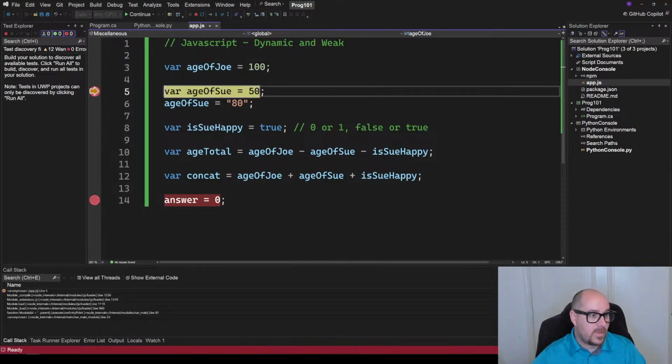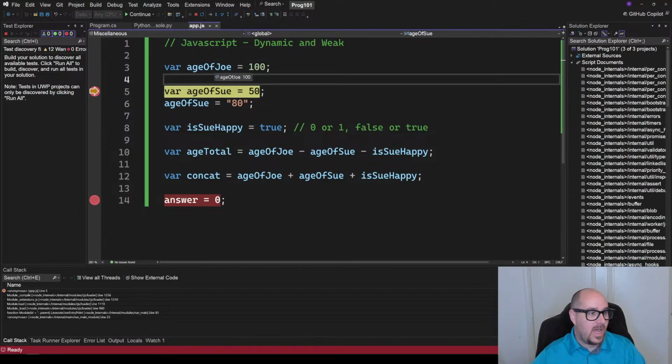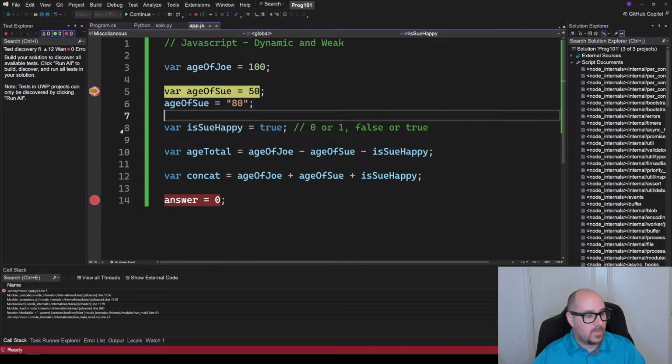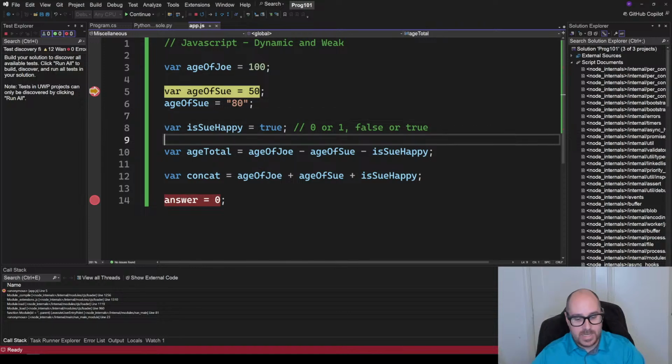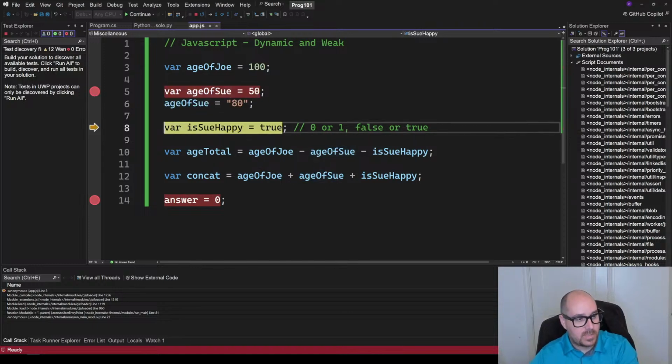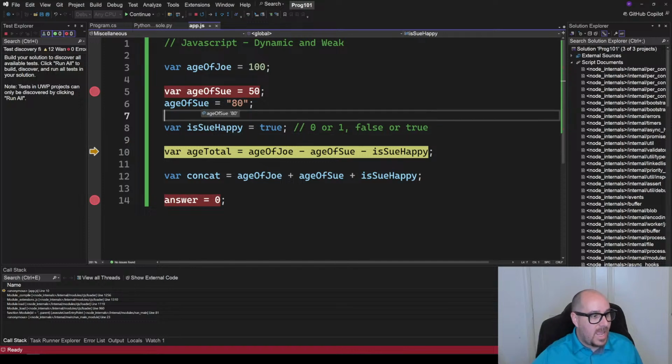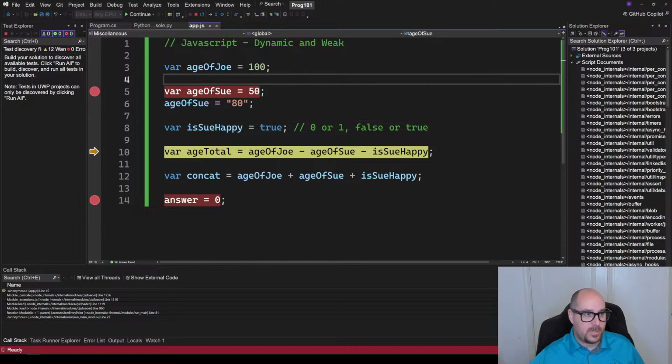It's just what I'm expecting to happen when I run my code. Now, when I run the code and I'm in runtime, I put my mouse over it, it says age of Joe is 100 because it is 100. If I put my mouse over age total, it so far hasn't gotten there. It's undefined. There's nothing there yet. So we haven't yet gotten down to that point. Now we've gotten down to that point. We haven't run it yet at this point, but we've gotten to that point. So is Sue happy? That's true in it. Age of Sue has been changed to a string called 80, etc.